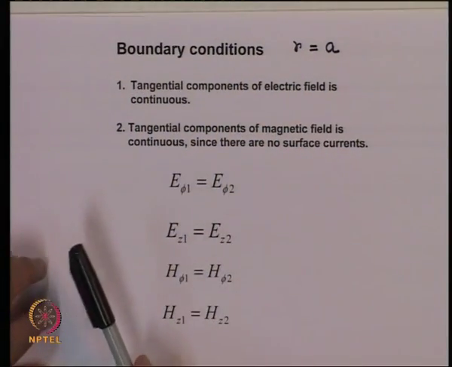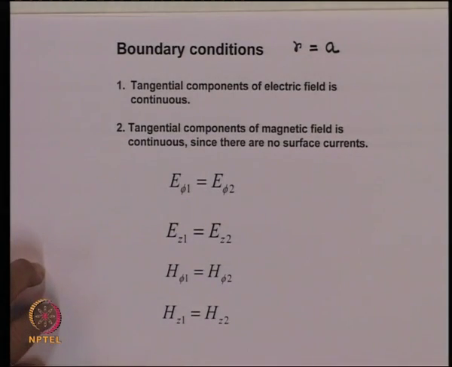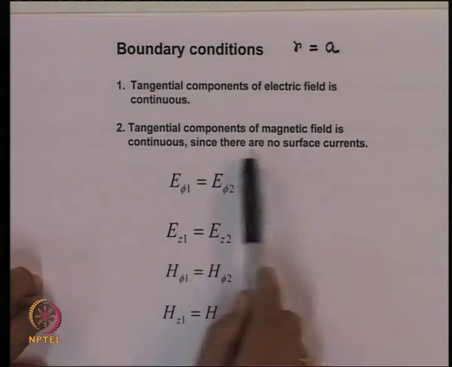However, in this case, since we are talking about media which are purely dielectric, there are no surface currents, as the conductivity for the cladding and the core is 0. In that situation, not only is the electric field tangential component continuous across the boundary, but even the tangential component of magnetic field is continuous across the boundary, because the surface currents are 0. So we essentially apply 2 boundary conditions here. We say the tangential component of electric field is continuous at the core cladding interface, and the tangential component of magnetic field is continuous since there are no surface currents.